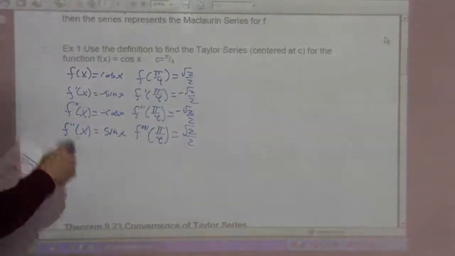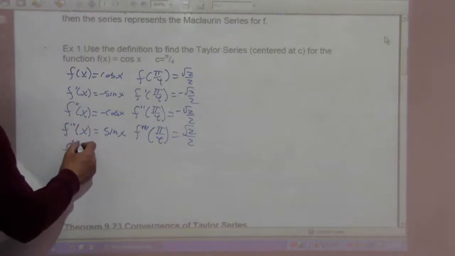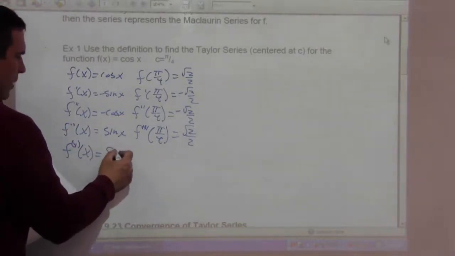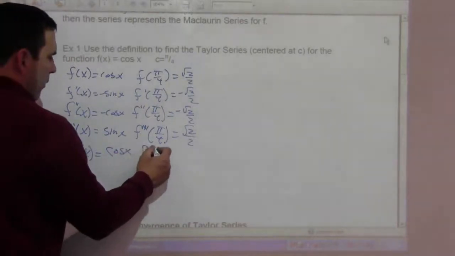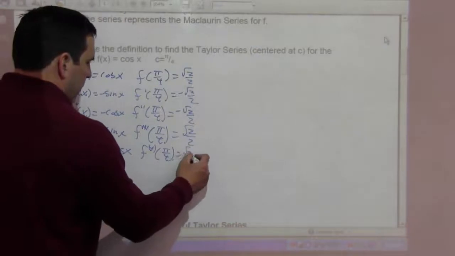I hope we see a pattern here, and that's what we're after. So look, how far do we actually have to go? Look for a pattern. The fourth derivative of f of x is cosine of x. The fourth derivative at pi over 4 is square root of 2 over 2.